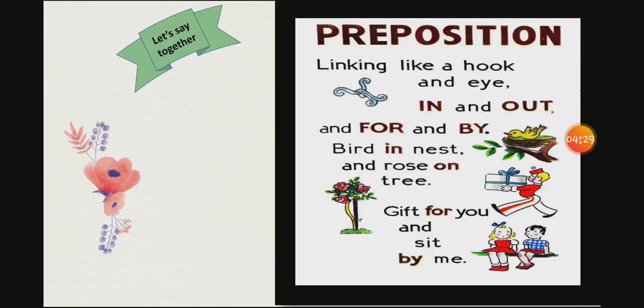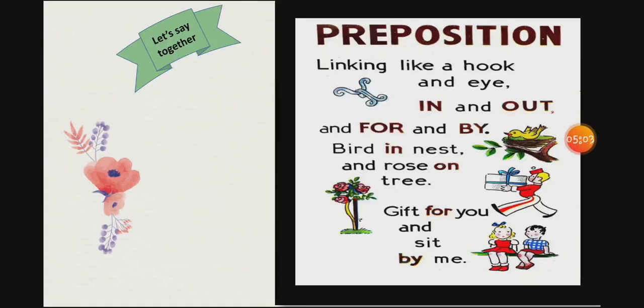Preposition poem. Linking like a hook and eye, in and out and for and by. Bird in nest and rose on tree, gift for you and sit by me. So this is what the poem rhyme is. Let's say it again together. Linking like a hook and eye, in and out and for and by. Bird in nest and rose on tree, gift for you and sit by me.